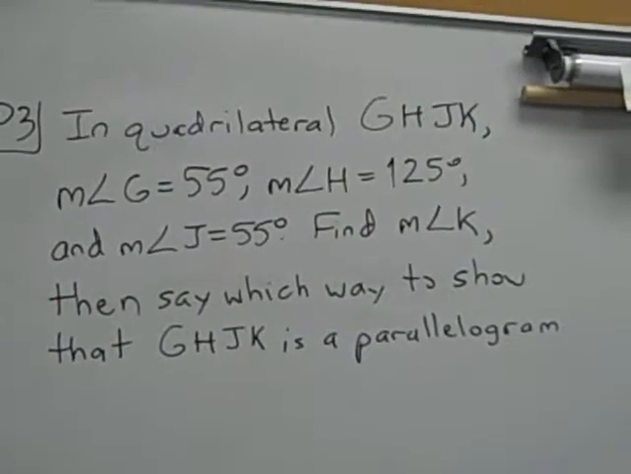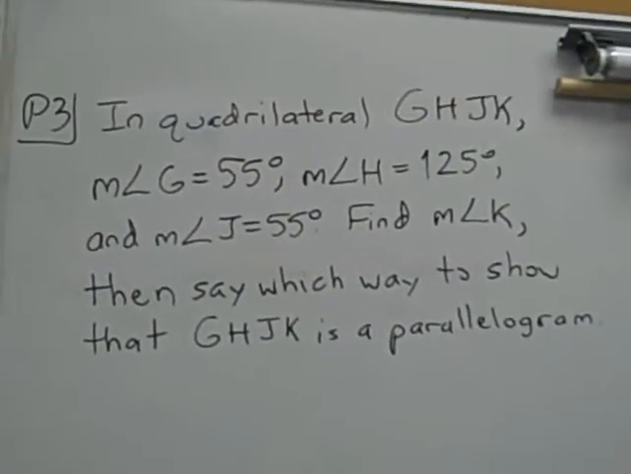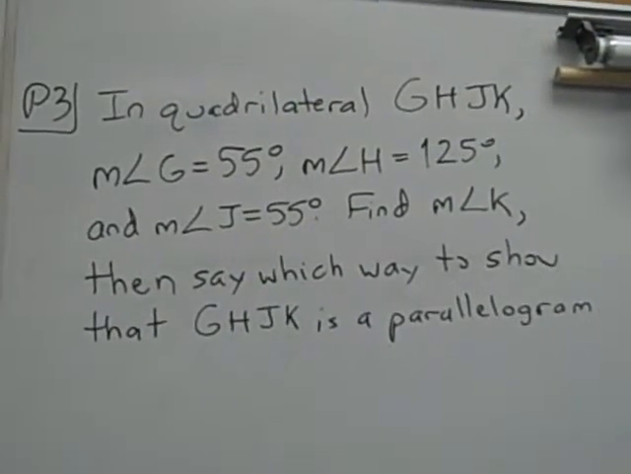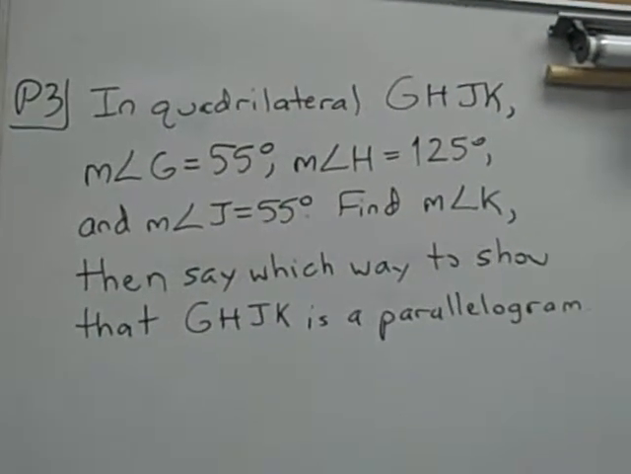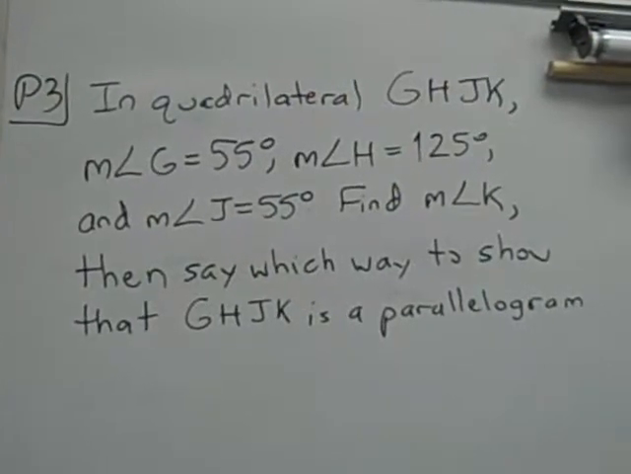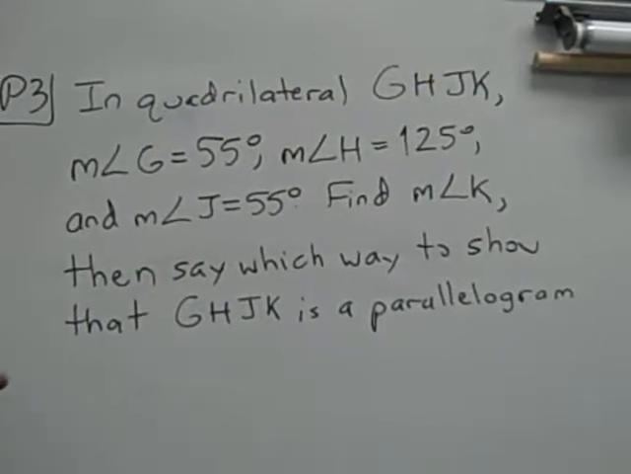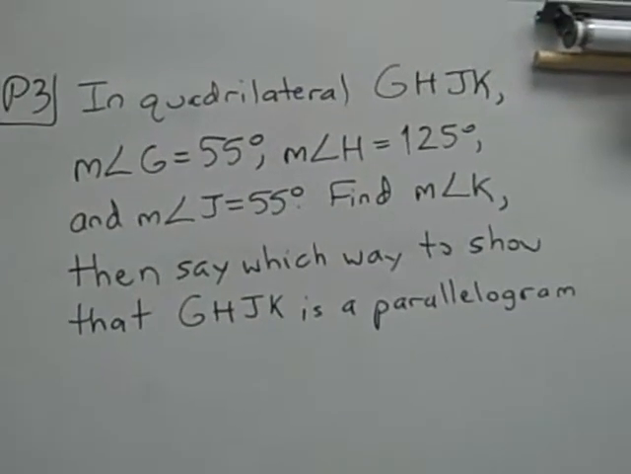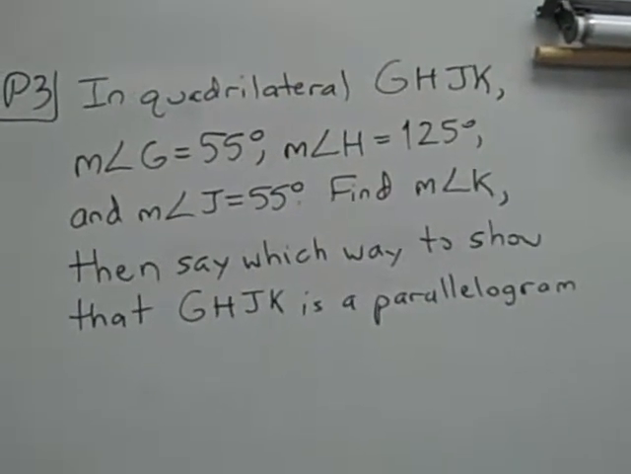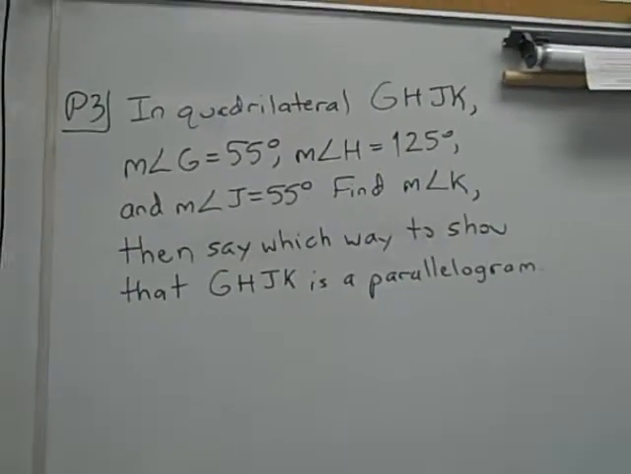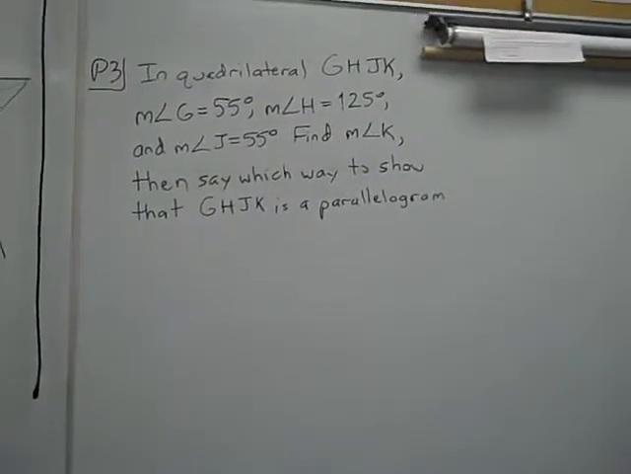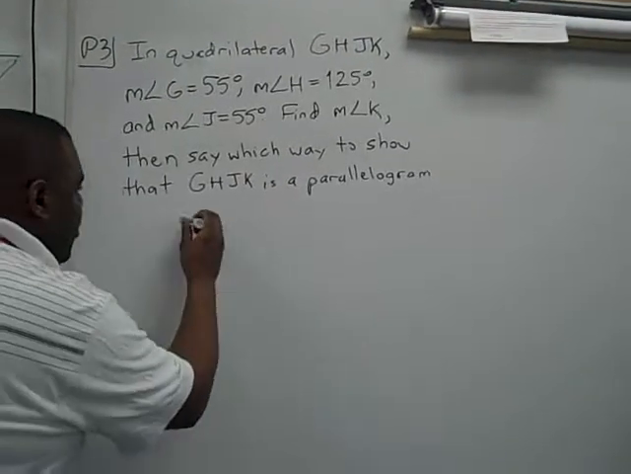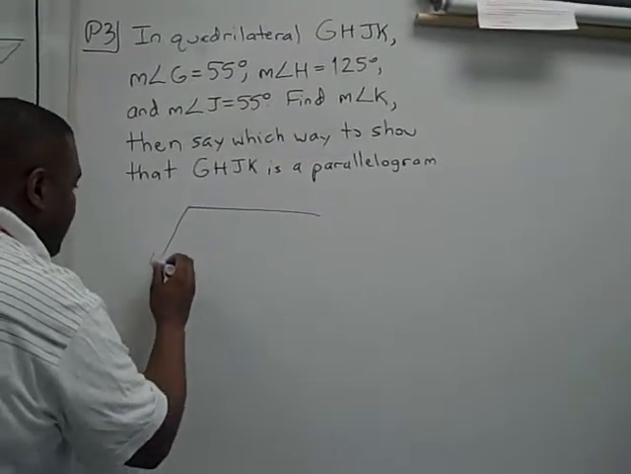All right. So what you have here is 3 angles given to you out of 4, and you just need to find the 4th angle, and then that will help us show that GHJK is indeed a parallelogram. Now, I'm going to draw it. You can draw it too, and I'm going to draw it just like how I've been drawing the other 2 parallelograms. So I'm just going to draw it like this.